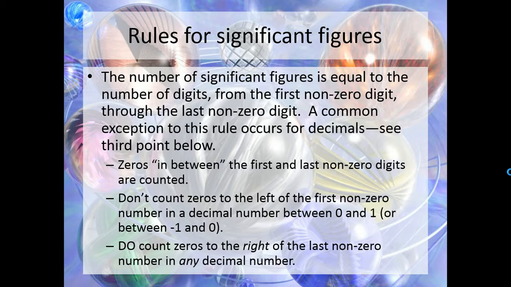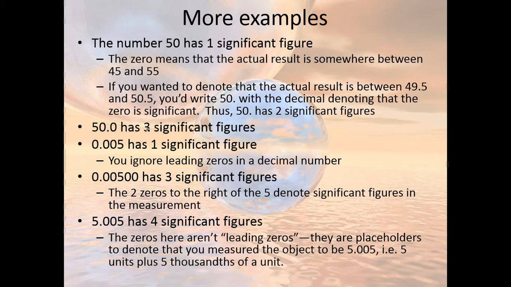For example, that 5.0000. We count those because the idea is, what could this have been rounded from? Those extra zeros give us more information about that. So the number 50 has one significant figure, with the idea being that it was rounded from somewhere between 45 and 55. But if I wanted to denote that the actual physical measurement was probably between 49.5 and 50.5, I would write 50 dot. And some people write a line over the 0 or under the 0 to denote that that 0 is indeed significant. So to say that this actually has two significant figures.